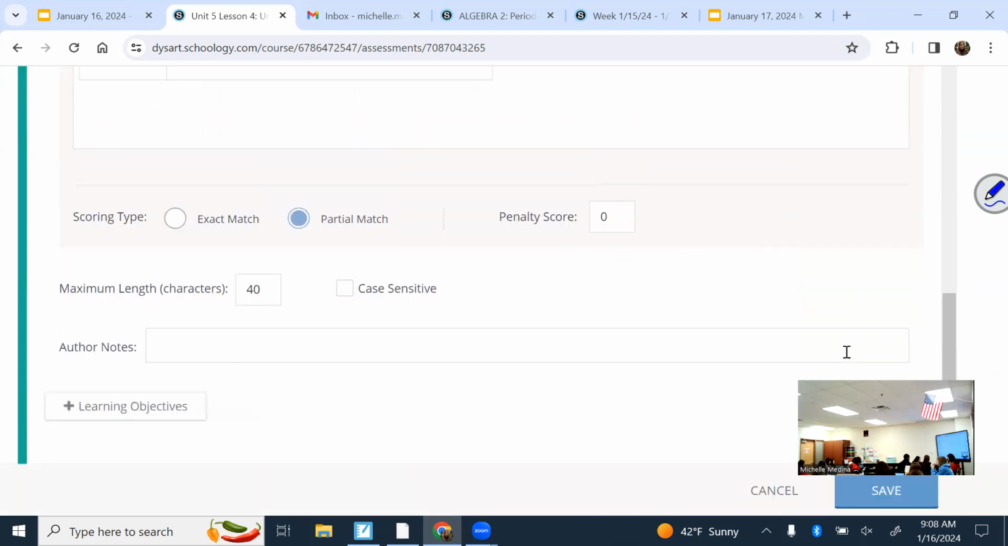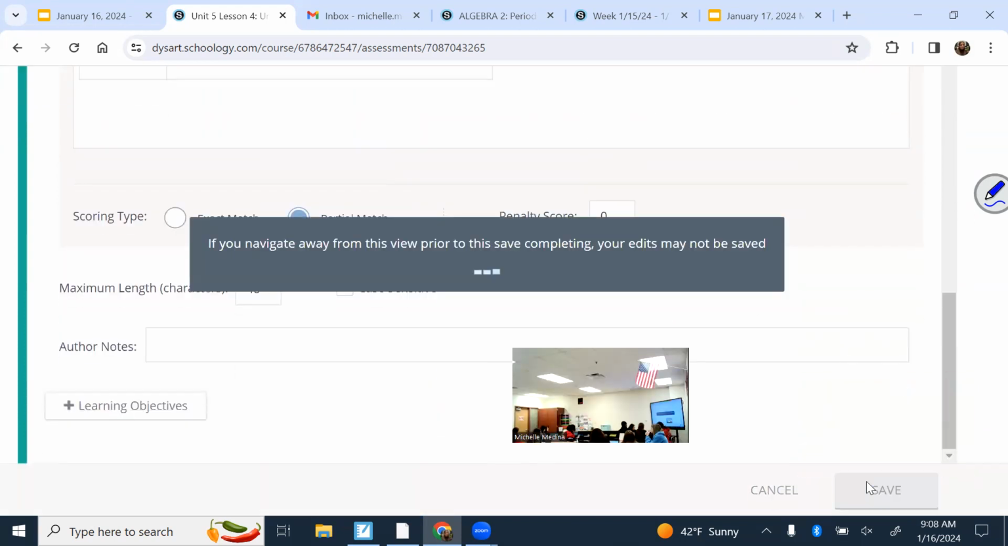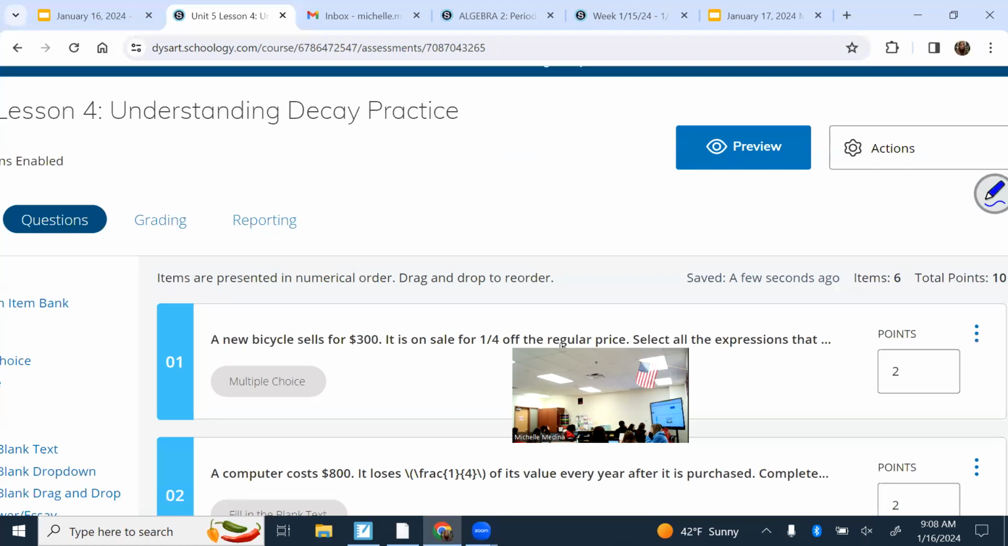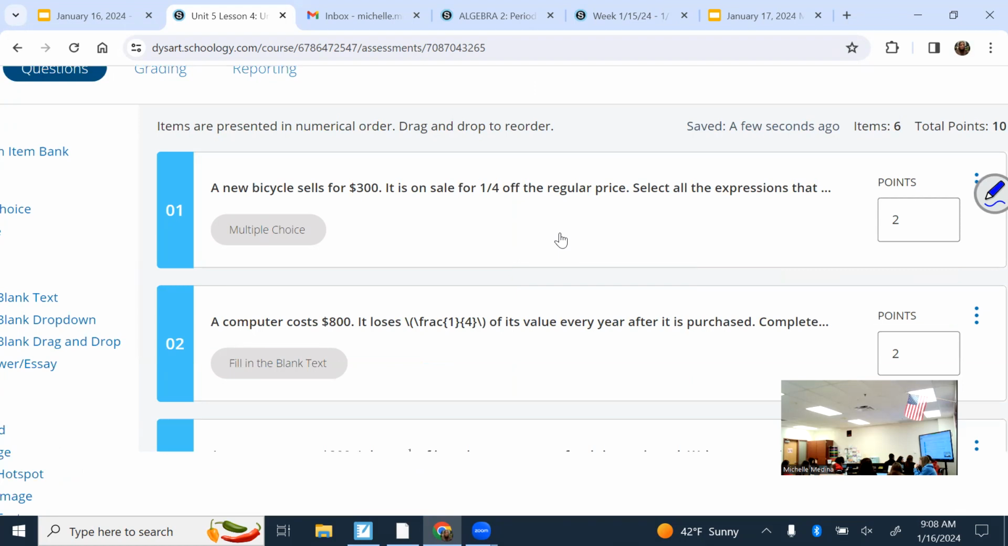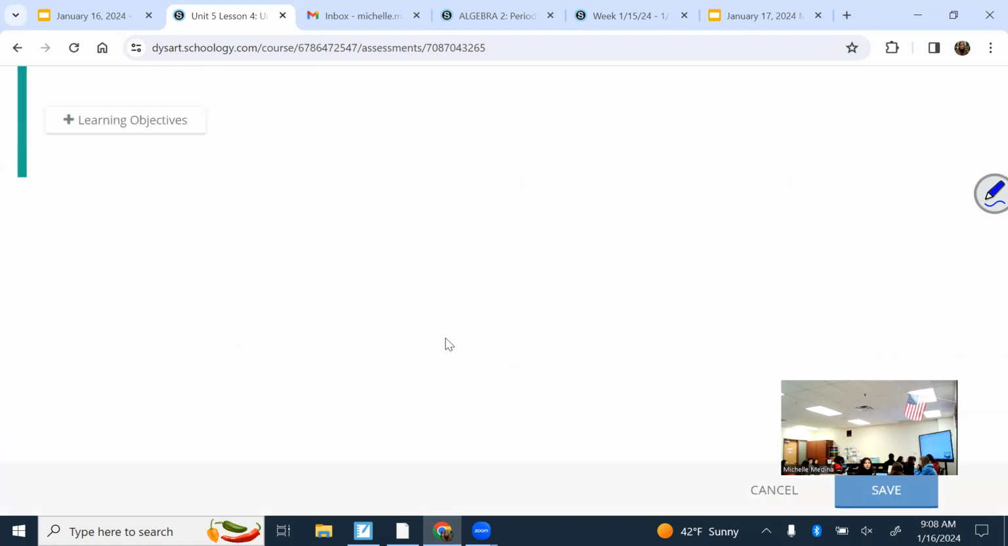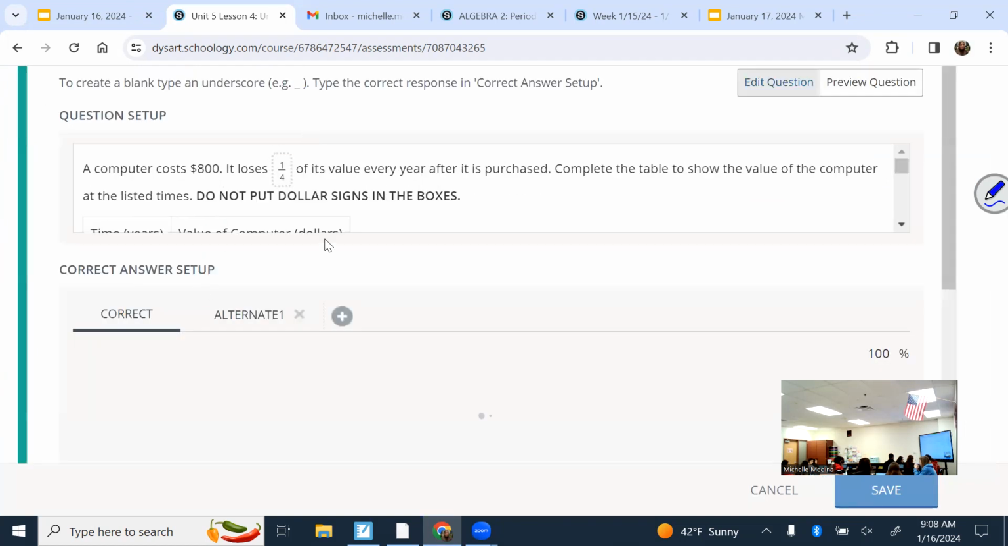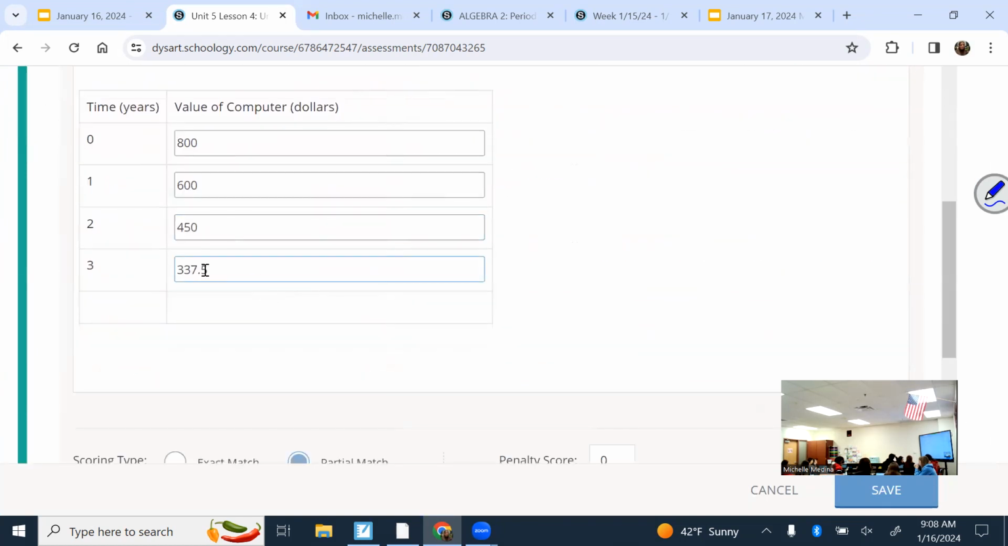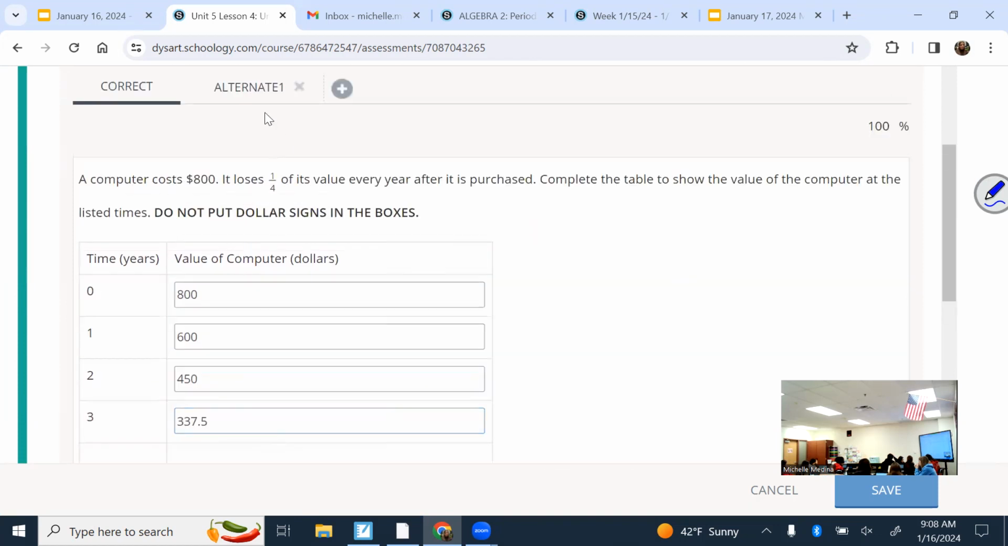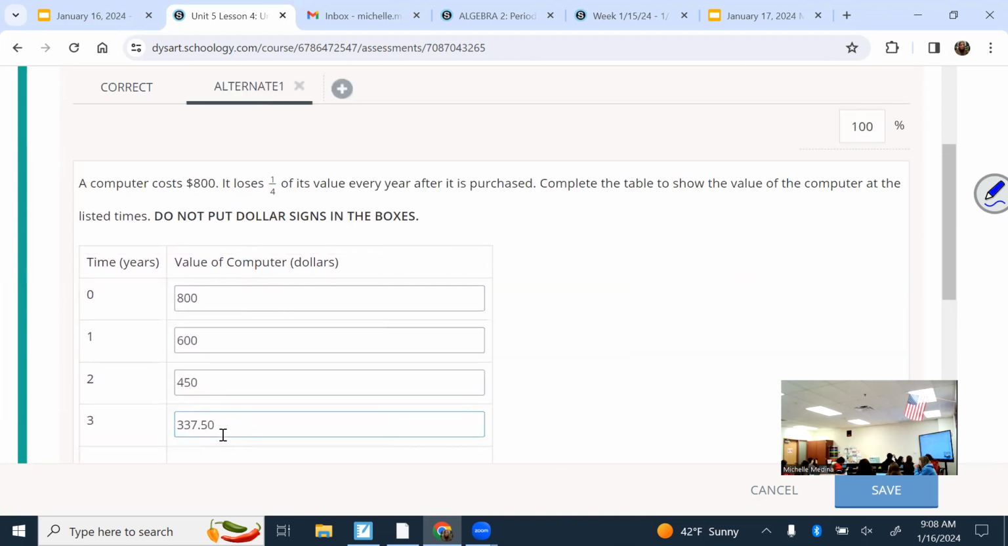Okay. Questions on this one? Questions on any others from the practice? It won't mark it wrong if you did 0.5 or if you did 0.50, but you couldn't just put 338. Since we're talking about money, you should put 2 decimal spots. All right, any other questions?